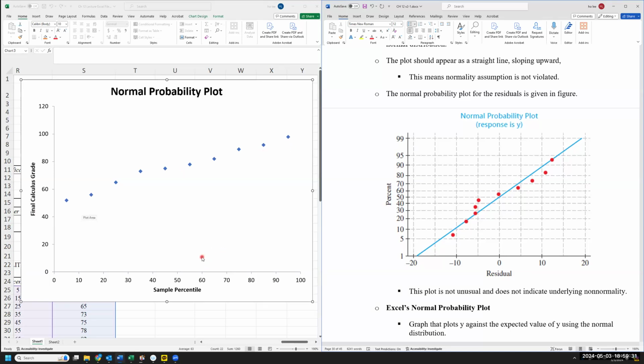If they don't look like this, if they don't look like they're on a straight line, then the normal probability assumption is likely being violated.